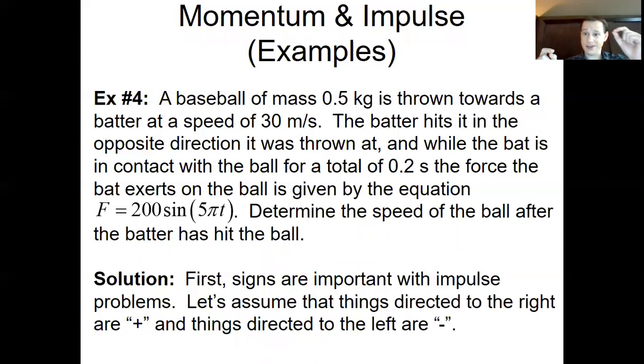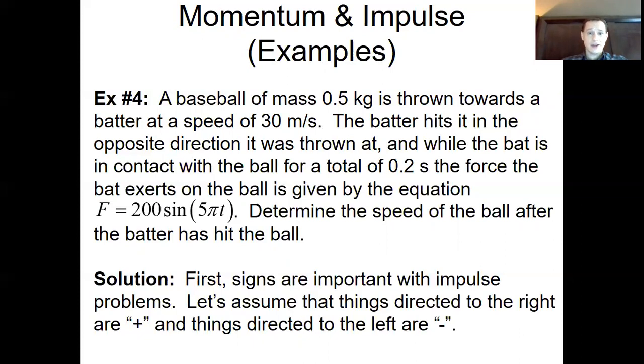Remember, p, momentum, is mass times velocity. So here it comes. It's got some starting momentum. The batter then hits it in the opposite direction. And while the bat is in contact with this ball, so here comes the ball, it's in contact for just a moment, then lets it go. Apparently, it's just a fifth of a second, so pretty darn quick.